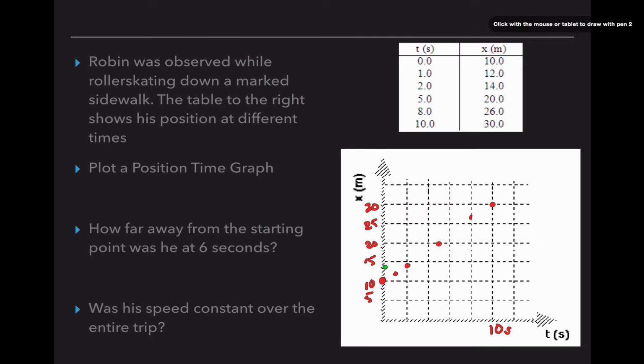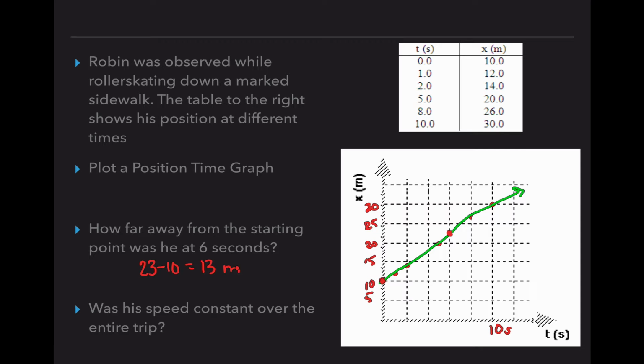So if we draw a line of best fit, I'm going to do this in a different color. That is pretty much a straight line. So we plotted our position-time graph. Now how far away from the starting point was he at 6 seconds? So at 6 seconds, 2, 4, 6, we were about at 23 meters. But we started at 10 meters. So 23 minus 10 is 13 meters away.